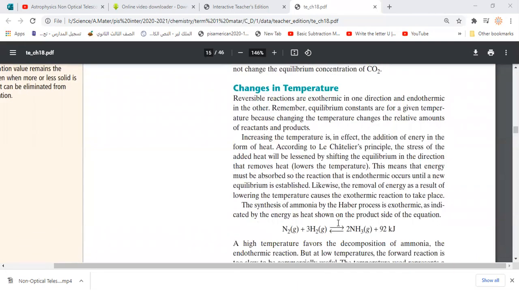Changing the temperature could affect the equilibrium reaction, of course, because in the reversible reactions, we are going to find that one reaction is exothermic, that means it emits or releases heat. That means the enthalpy of this reaction is going to have a negative sign. Delta H has a negative sign. That means it's a reaction that releases heat. While the other reaction, the reverse one, could be an endothermic reaction. That means a reaction that absorbs heat or needs heat.